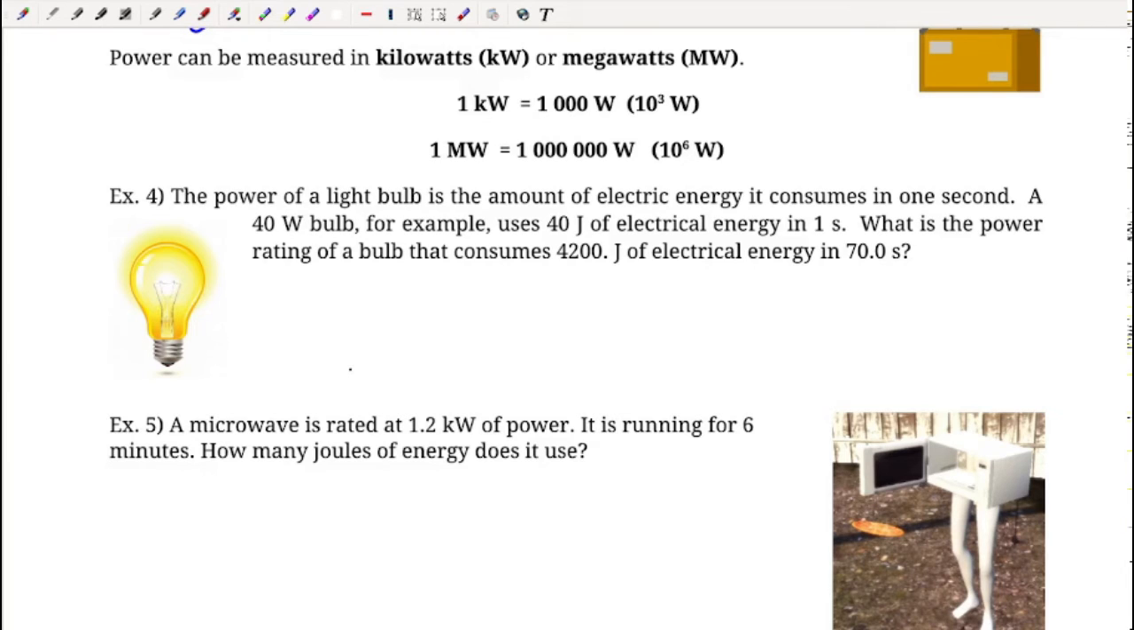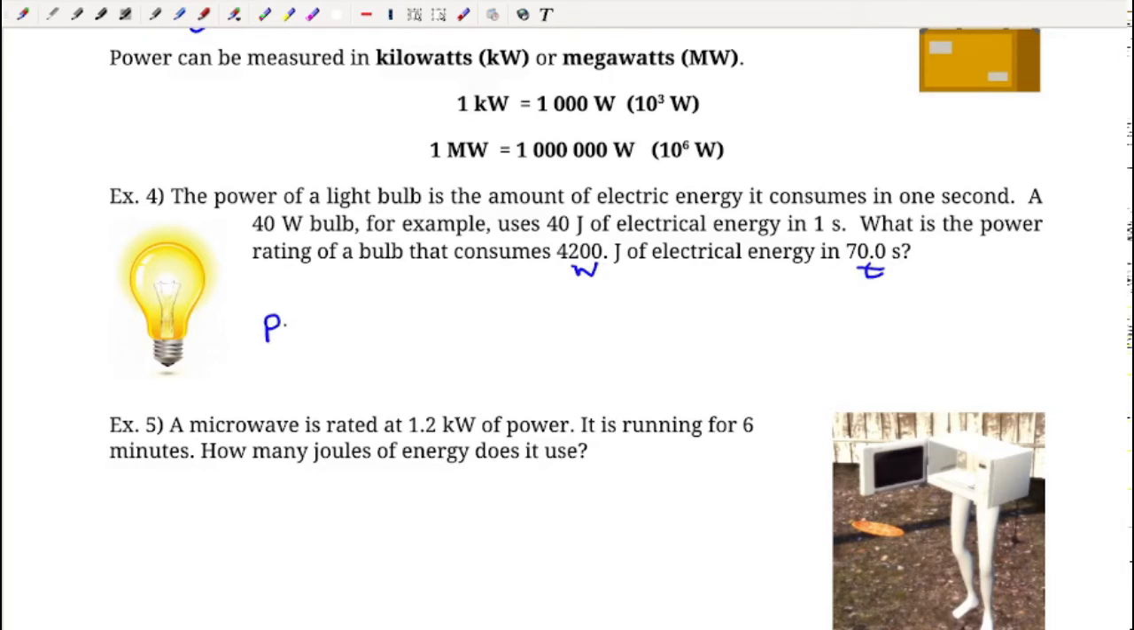So 40 watts is 40 joules in 1 second. A watt is a joule per second. So what is the power rating of a bulb that consumes 4,200 joules of electrical energy in 70 seconds? Again, pretty straightforward. We're just looking for the power, but in this case, we are given the amount of energy that it consumes. This is the work done and the amount of time in seconds.